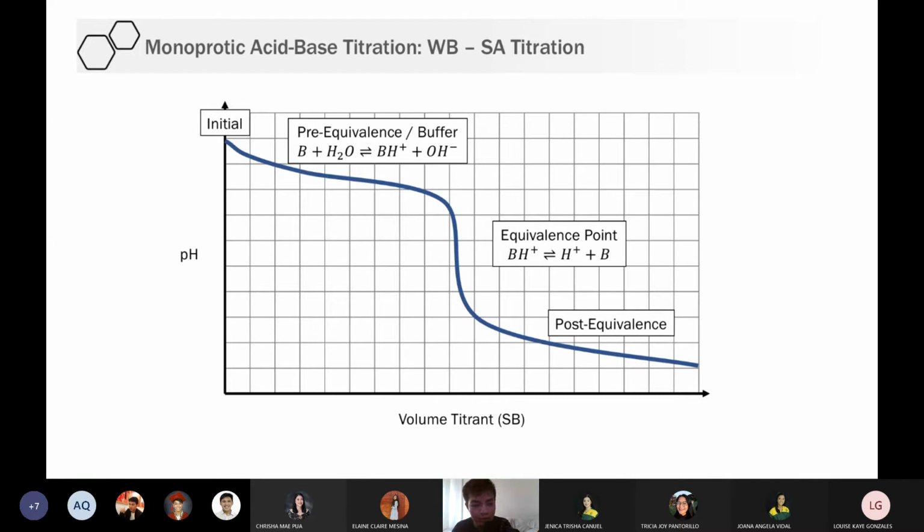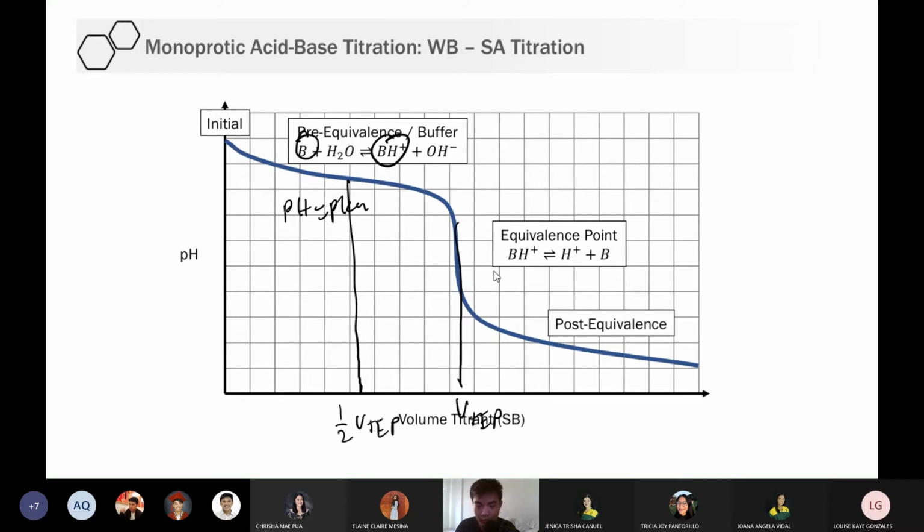Na-discuss ko na to last time, although mabilisan lang. On this region, you have the buffer region wherein you have the base and the conjugate acid. And again, halfway sa endpoint, ito yung VTEP, ito yung kalahati ng VTEP, ang pH is equal to pKa. Take note of that.